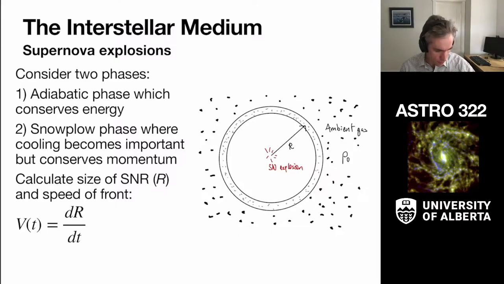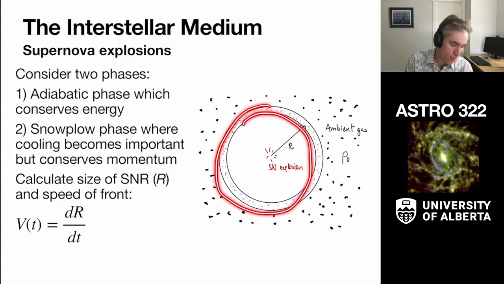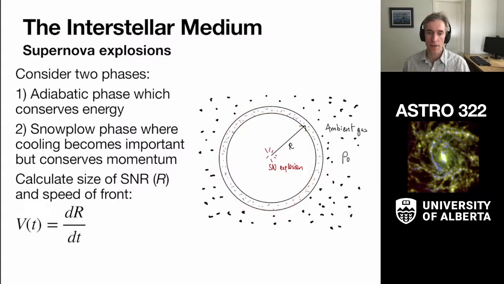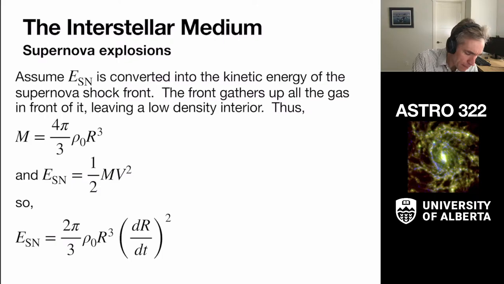This was the setup that we developed, where we had a supernova explosion in the center, and then it drives out and essentially evacuates a shell that is going to have a significantly lower density than the ambient medium that it's expanding into. The mass of material in the supernova shell is basically going to be the mass of gas that was in this spherical volume prior to the explosion. As the shock front gathers up material, the mass of that shell is just the spherical volume, 4 pi over 3 times r cubed, times the mass density of the material it's sweeping up. That gives you the total conservation of the mass.